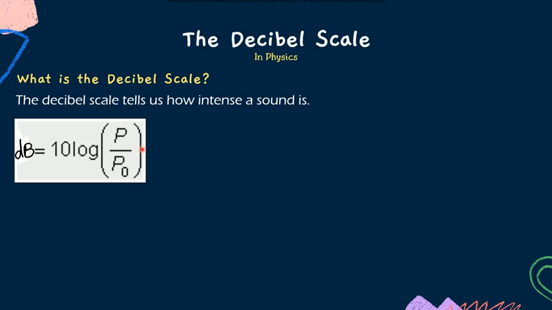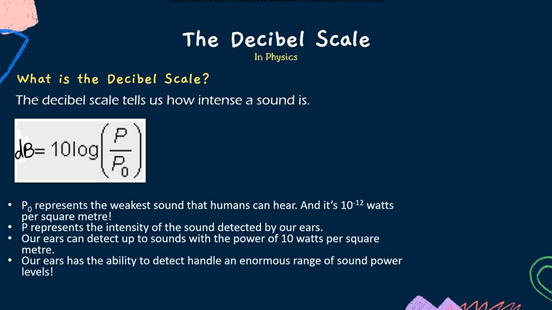So first of all, what do P and P0 mean? P0 represents the weakest sound our human ears can detect, and that weakest sound has a power of 10 to the power negative 12 watts per square meter. And P represents the power of the sound being detected by our ears right now. Our ears can detect sounds with a power of up to 10 watts per square meter. So our ears can detect sounds with powers ranging from 10 to the power negative 12 to 10 watts per square meter.